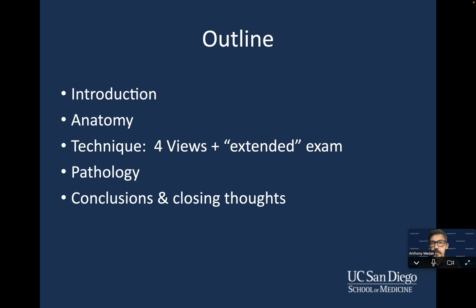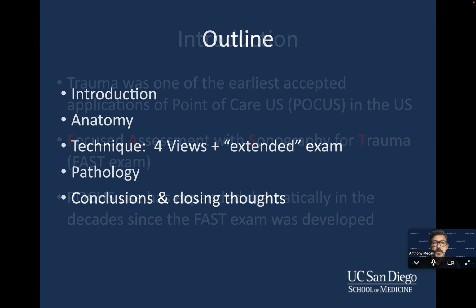This is a brief overview of what we'll be doing over the next 30 minutes or so. We're going to go over a brief introduction and talk a little bit about why this is relevant clinically. We're going to go over some of the important anatomy so that you can understand how we do this particular exam at the bedside. Then we're going to go into the details of the technique of the exam. The basic or the standard FAST exam involves 4 basic views of the abdomen and the chest. And then we're going to talk a bit about some pathology, as well as some of the extended views that will include looking for pneumothorax, which I think you'll find pretty exciting. And then we'll wrap up with a couple of conclusions and closing thoughts.